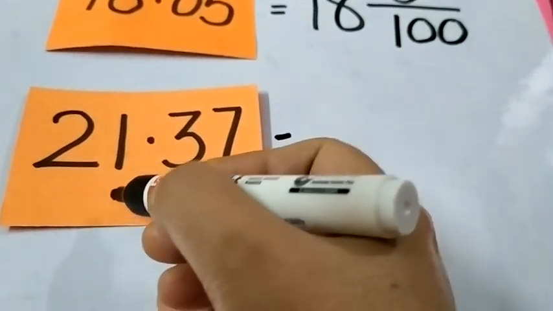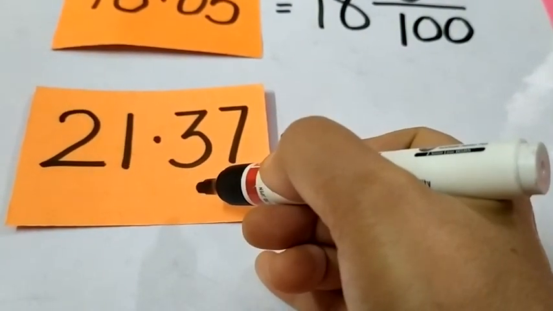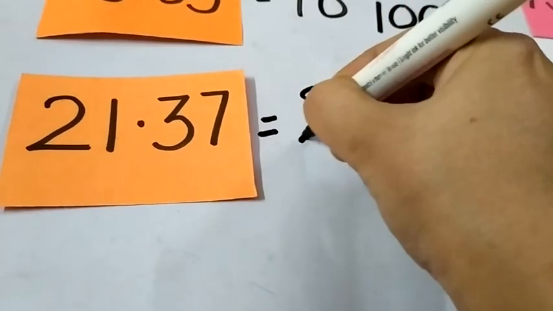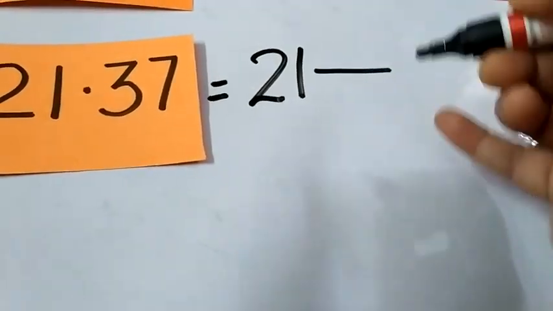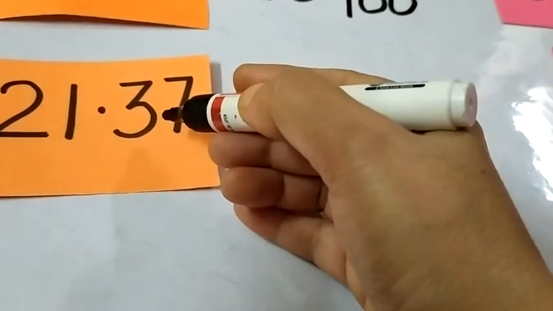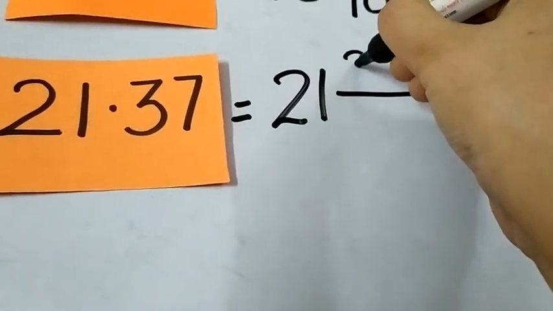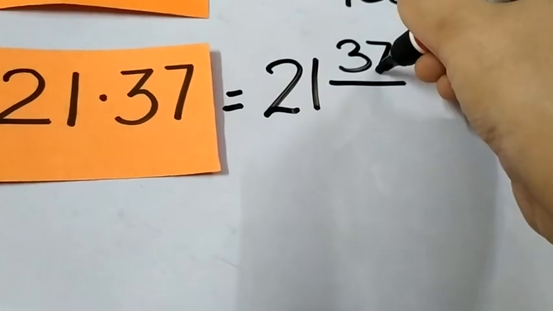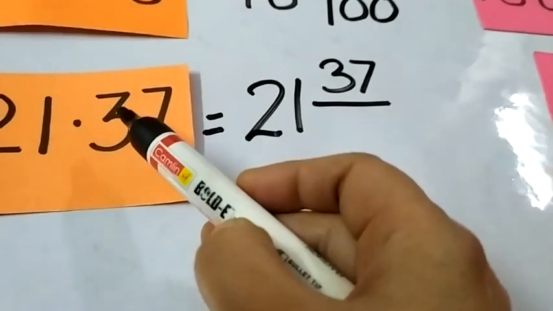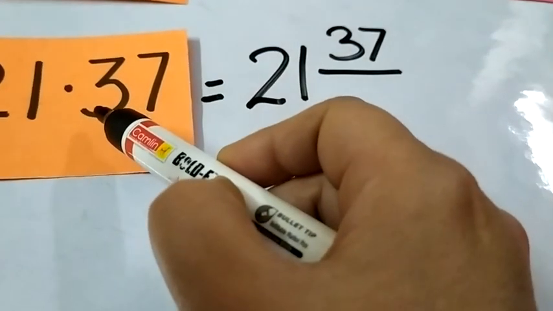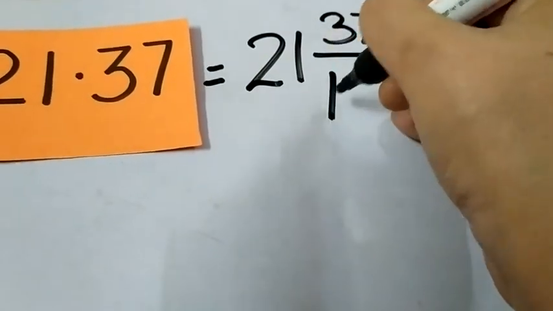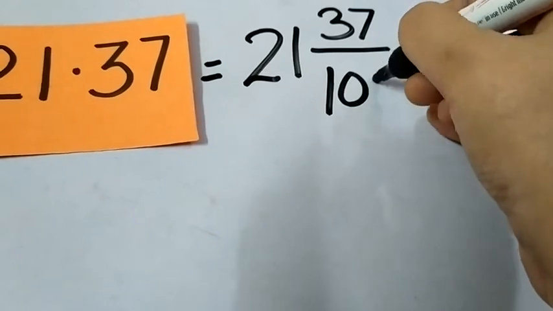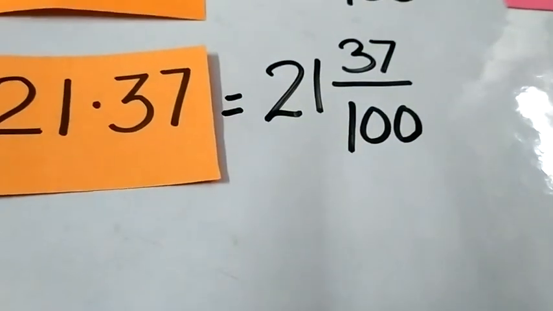So 21.37. So 21 is my whole number. I'll simply write it as 21. Decimal means start writing fractions. So 37 is the number. So I have no 0. So I'll simply write 37 here. And now here I will count the places. This is 10th place. This is 100th place. So my last place is 100th. So I will write 100 as denominator.